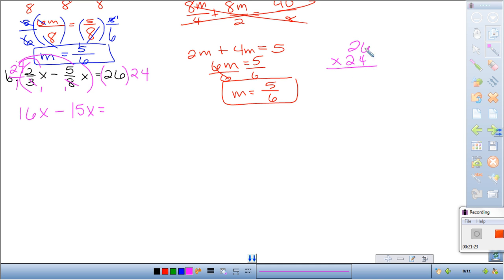4 times 6 is 24. Carry the 2. 4 times 2 is 8, 9, 10. 0. 2 times 6 is 12. Carry the 1. 2 times 2 is 4. Plus 1 is 5. Bring down the 4. 2. 624. 16x minus 15x is just 1x left over, which is just x, equals 624. And there's your answer.